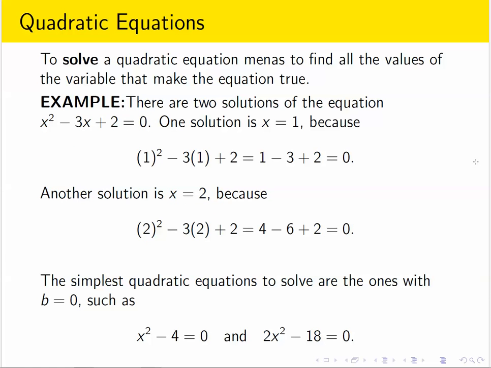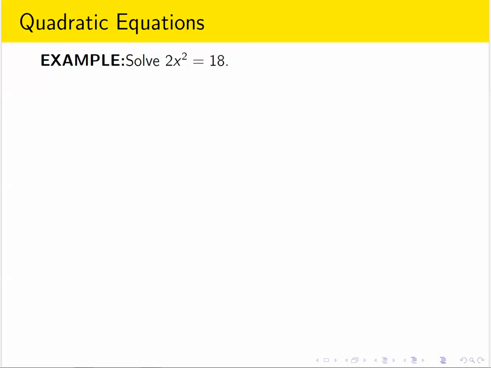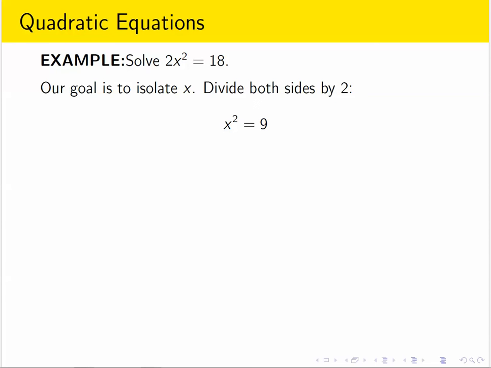Now, the simplest quadratic equations to solve are the ones where the middle term goes away, where b, that coefficient of the middle term, is equal to 0. So here are a couple examples. To see how it's easy to solve such an equation, let's take one of them, 2x squared equals 18, and see how we might solve it. Isolate x. We can first divide both sides by 2, giving us x squared equals 9, and then take the square root of both sides.